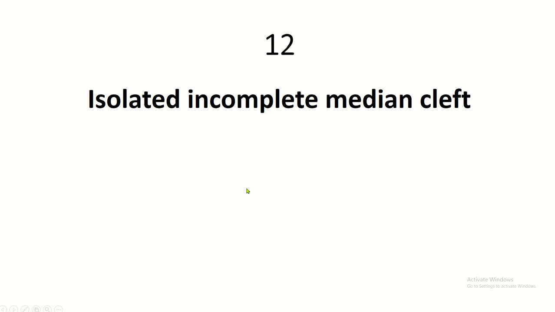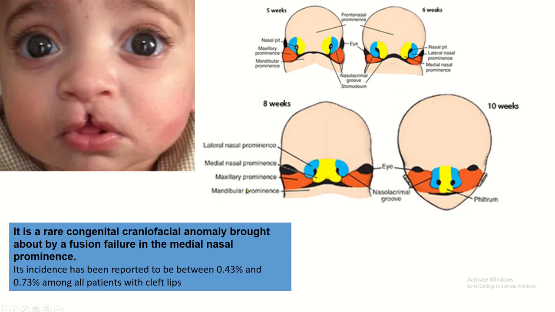Isolated incomplete median cleft. Median cleft lip. So this is the median cleft lip, a very rare congenital craniofacial abnormality. Here you see the two medial nasal prominences unite, fuse, and further grow and form the intermaxillary segment. So incomplete growth of the medial nasal prominence develops the median cleft lip.